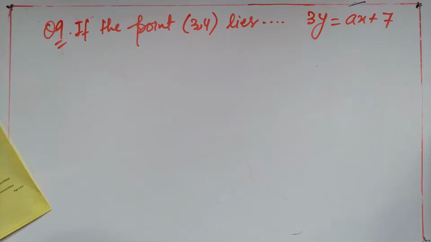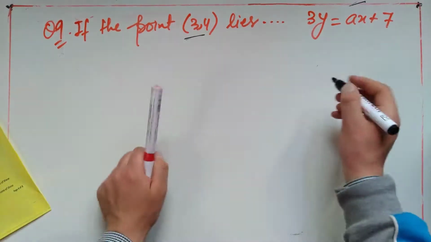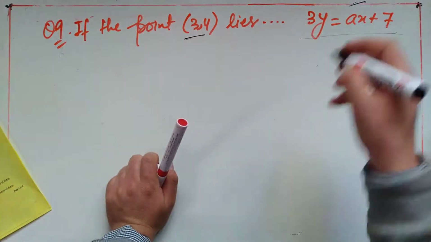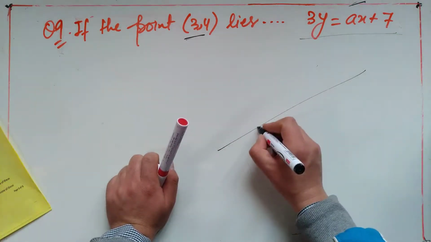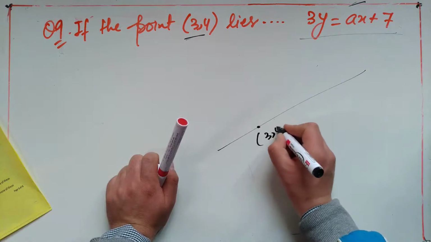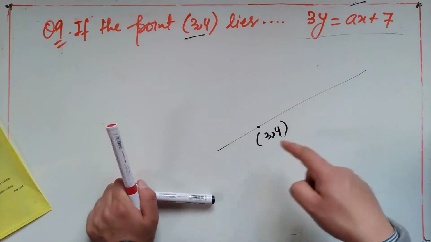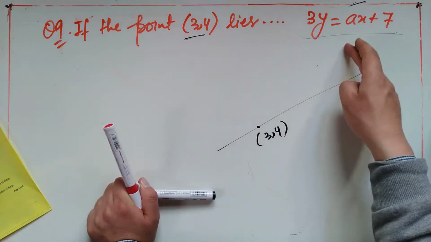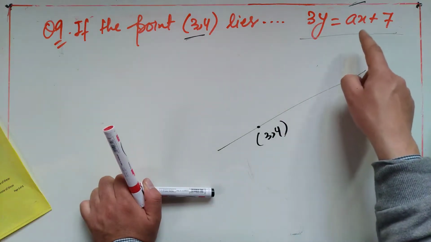Next question is question number 9, which states that if the point (3, 4) lies on the graph of the equation 3y equals ax plus 7, find the value of a. So this point (3, 4) lies on the graph of this equation. So we have a line like this, the graph of, let's say, this, and (3, 4) lies on this graph. We know that if (3, 4) lies on this line, then this point belongs to this line. That is, this point is a coordinate of this line.